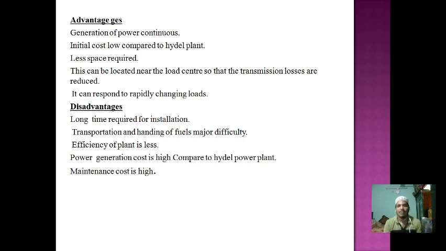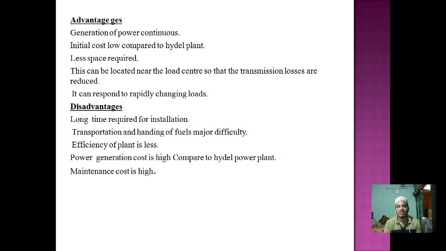The disadvantage of this steam power plant is the long time required for installation. Whenever we install the steam power plant, it takes a long time for proper installation. Transportation and handling of fuel are major difficulties. We cannot easily transport fuel or steam. It is very difficult for us.